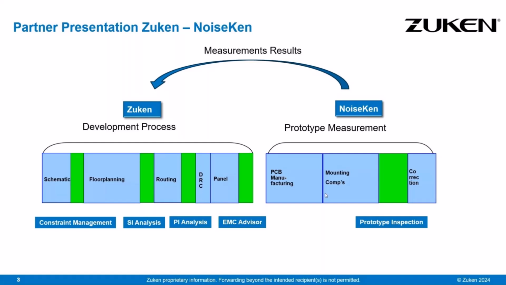I'll be going into more details on a few of these features shortly. On the right side, we see how the design data transitions to prototype measurement using NoiseKen's equipment. After the PCB is manufactured and mounted, the prototype goes through inspection and validation phases. Here, NoiseKen allows us to collect real-world measurement results, helping us identify real-world issues. These results are then fed back into our software CR-8000, allowing us to refine the design based on actual measured data.